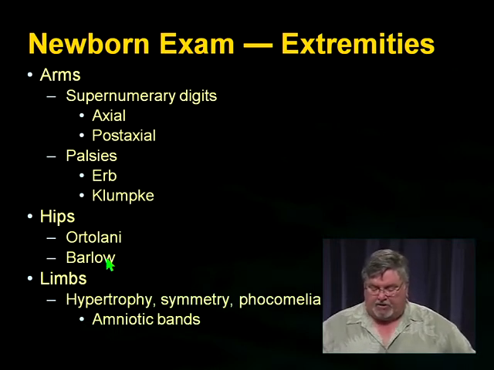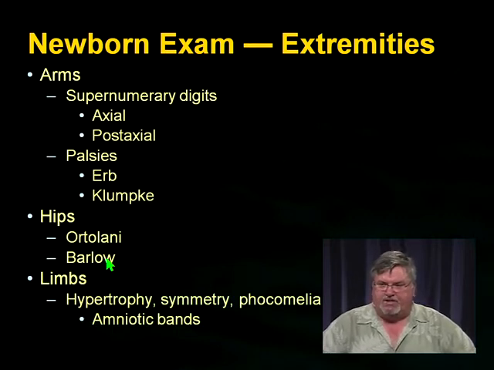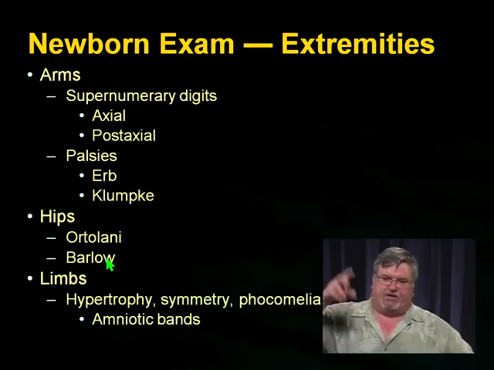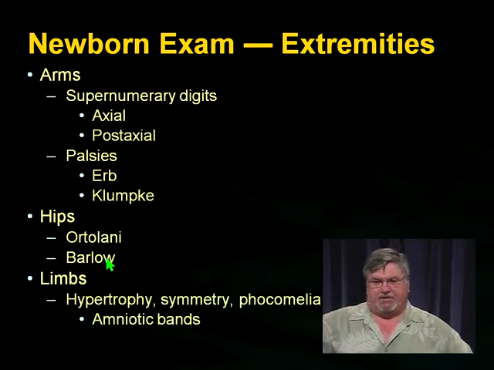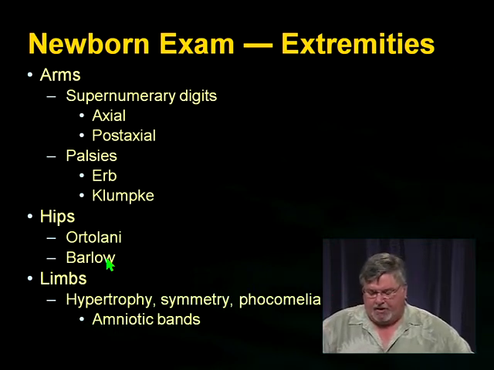Ortolani and Barlow maneuvers are looking for dislocated hips. So Ortolani is to relocate a dislocated hip, and Barlow is to dislocate an undislocated hip. But they'll generally give you a bunch of terms and ask which ones are associated with hip dislocation. Limb hypertrophy, asymmetry, phocomelia, which is shortening of the limbs.